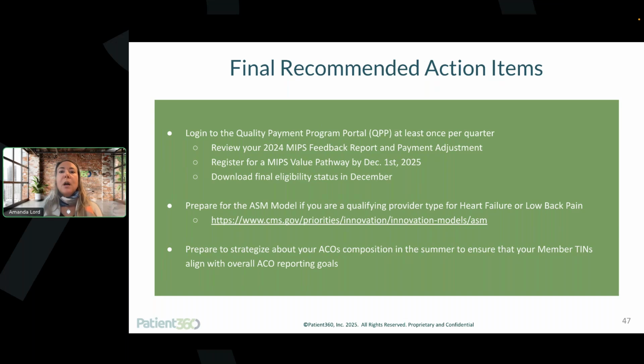Registration is still open for those here in 2025. Also, you apply for your hardships there as well. So your promoting interoperability hardships and/or your EUC, that all happens via QPP. So you want to log in there early, often, and regularly. For ASM preparation, you want to check in on the innovation page and the link on the slide that we provided for your eligibility in January.